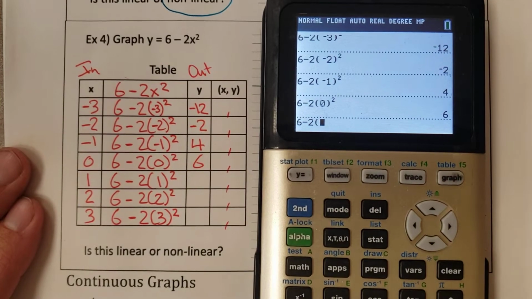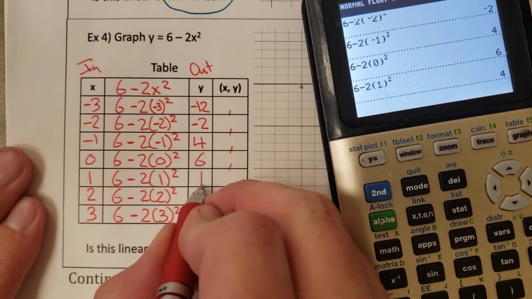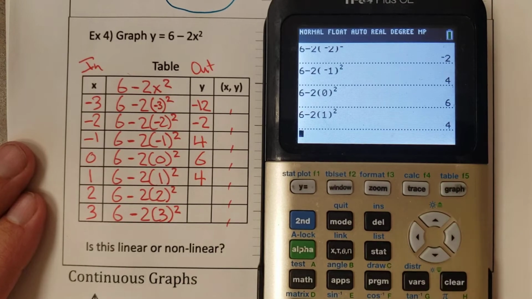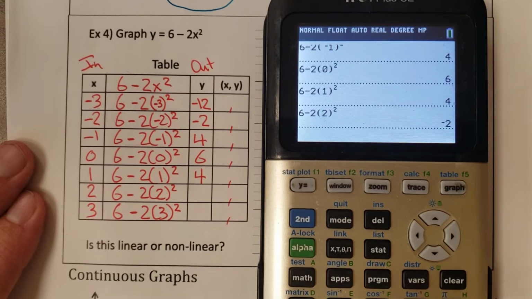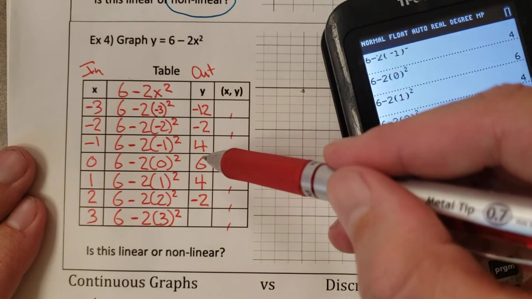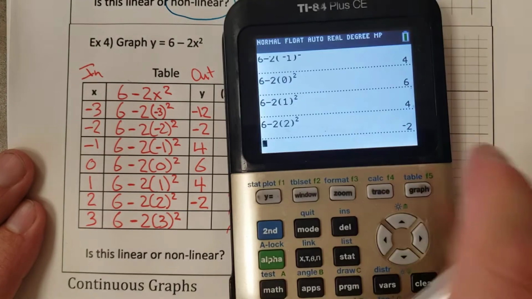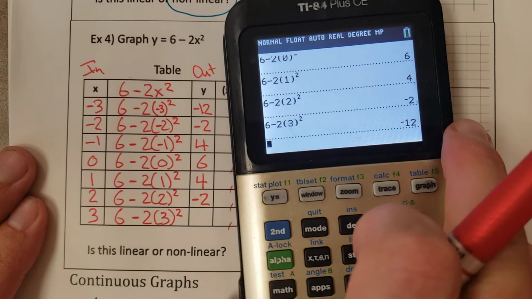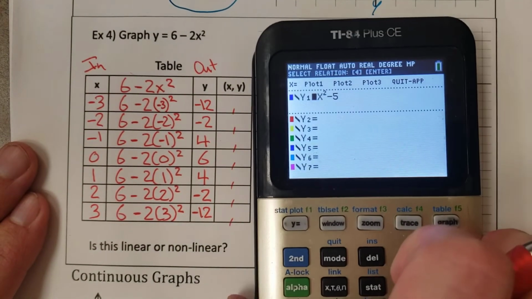6 minus 2 times 1 squared is 4. Oh, looks like we're doing a little multiple y value thing again, where they match up and it loops. Nice. 6 minus 2, bracket 2, close the bracket, square it. -2. Now, I'm not super good at patterns, but I have a funny feeling. Oh, 4, then a 4, -2, then a -2. We might get a 12. Let's find out here. 6 minus 2 times 3, square it, -12. Look at that.